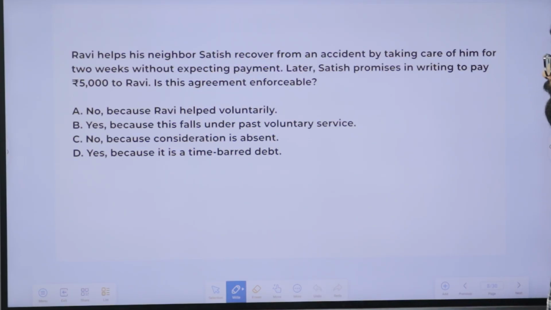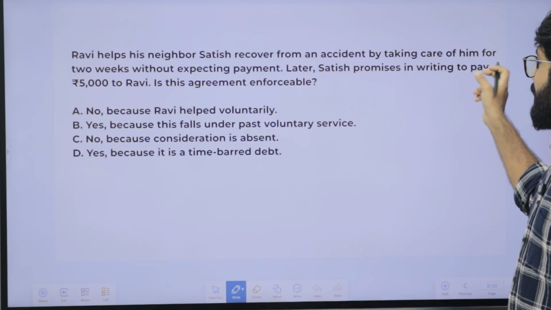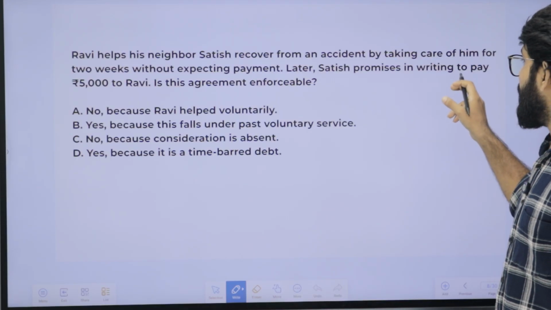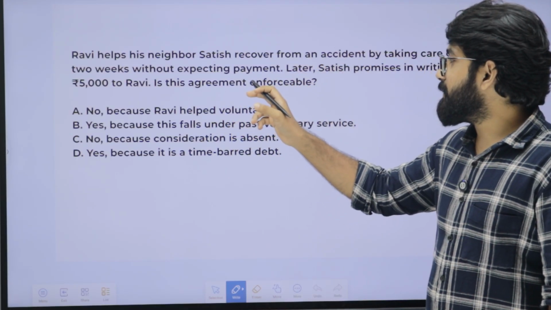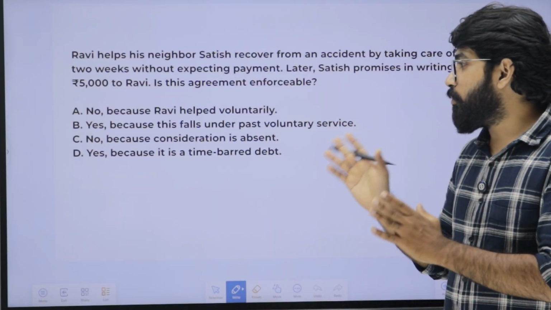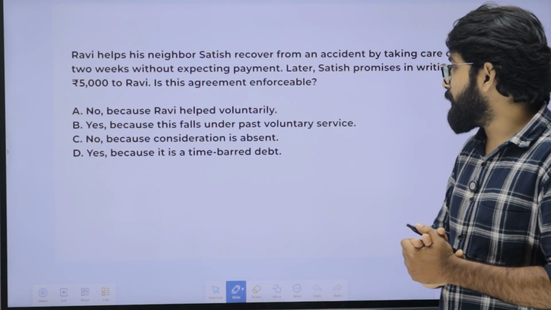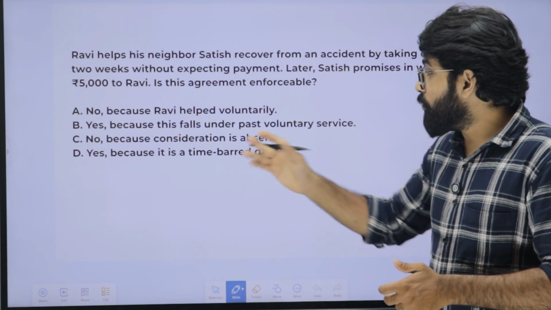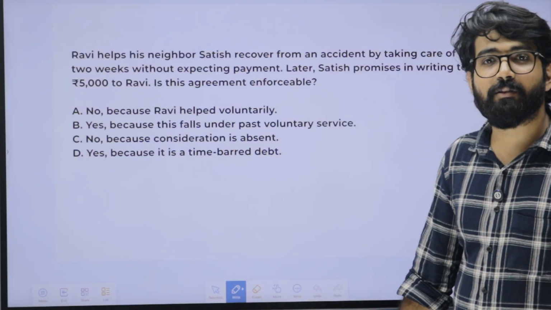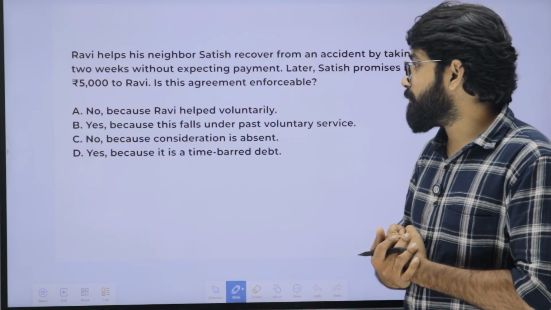Next question. Ravi helps his neighbor Sadish recover from an accident by taking care of him for 2 weeks without expecting payment. Later, Sadish promises in writing to pay 5,000 to Ravi. Is this agreement enforceable? Please write your answers. There are 4 options. A, no, because Ravi helped voluntarily. B, yes, because this falls under the past voluntary service. C, no, because consideration is absent. D, yes, because it is a time-barred debt. So write your answers. So what is the right answer here?